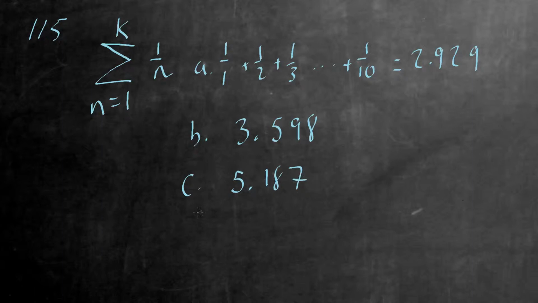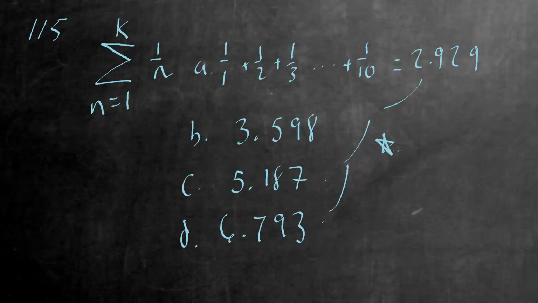5.187. Type in 500. I get 6.793. So it's growing, but it's definitely growing. We put in 100 here and 500 here, and it didn't get that much bigger. So my challenge for you would be, use your calculator and tell me what value of k would get a sum greater than, let's go with 10. And then go ahead and put your answer in.